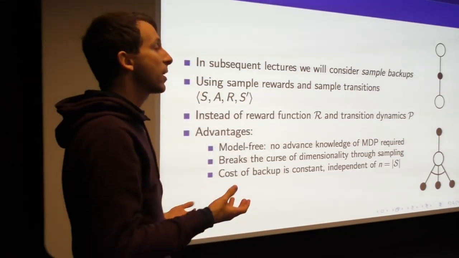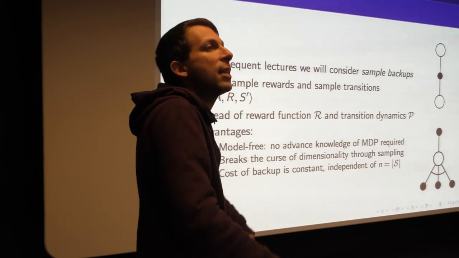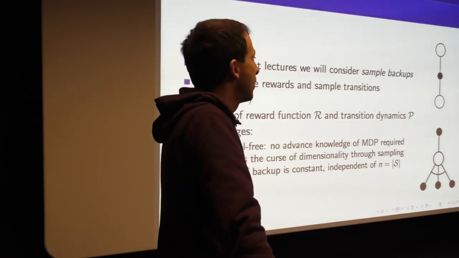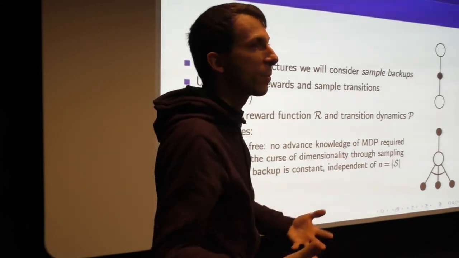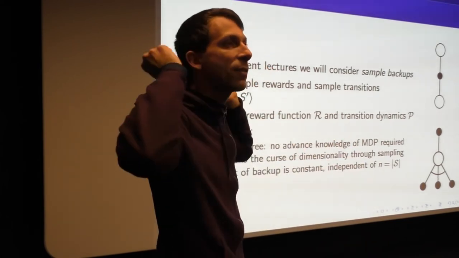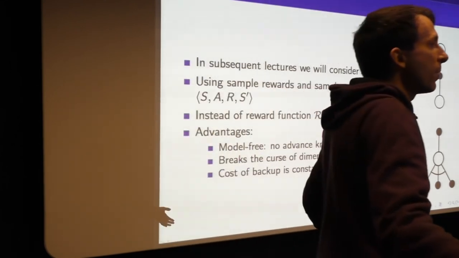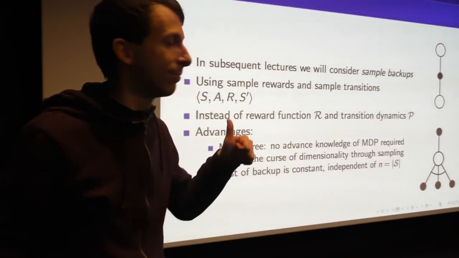But also, because we're sampling the dynamics of the environment, we don't need to know the model of the environment. So this is how we convert from these dynamic programming methods to model-free reinforcement learning methods. Instead of someone telling us the dynamics, we just sample from them and see what happens.